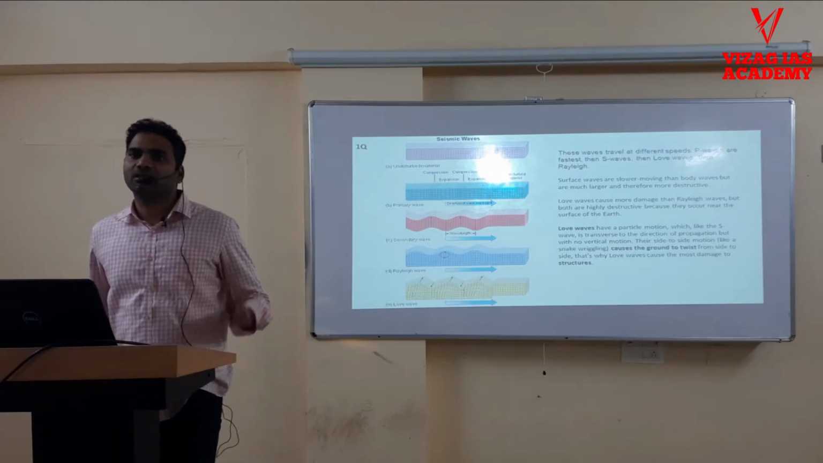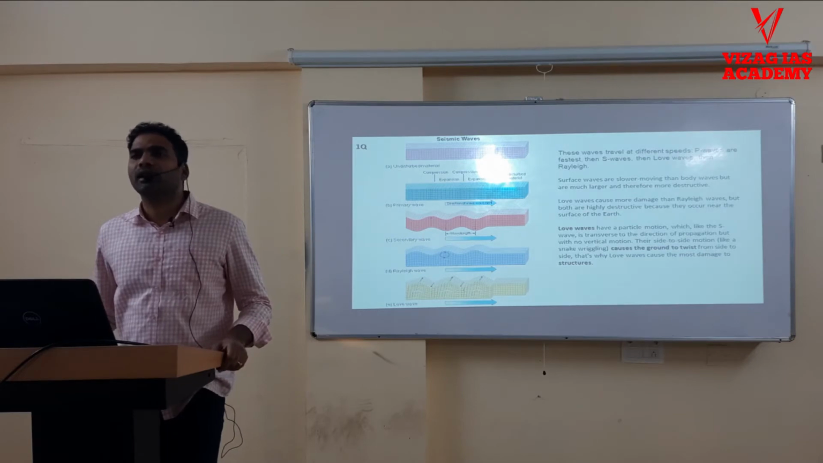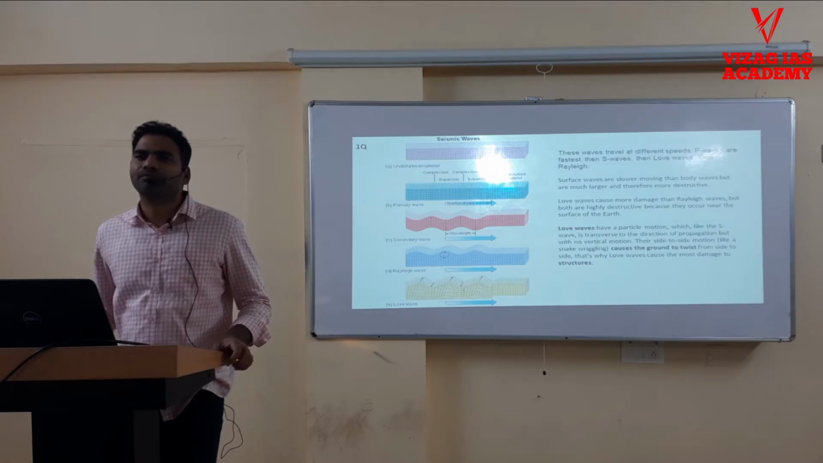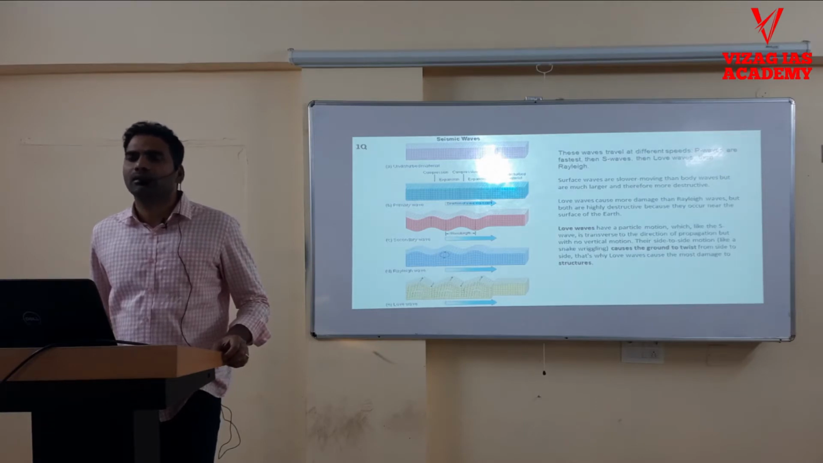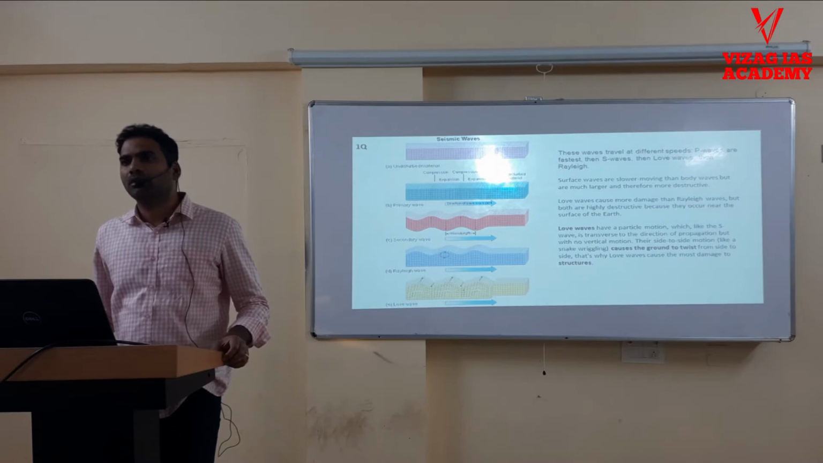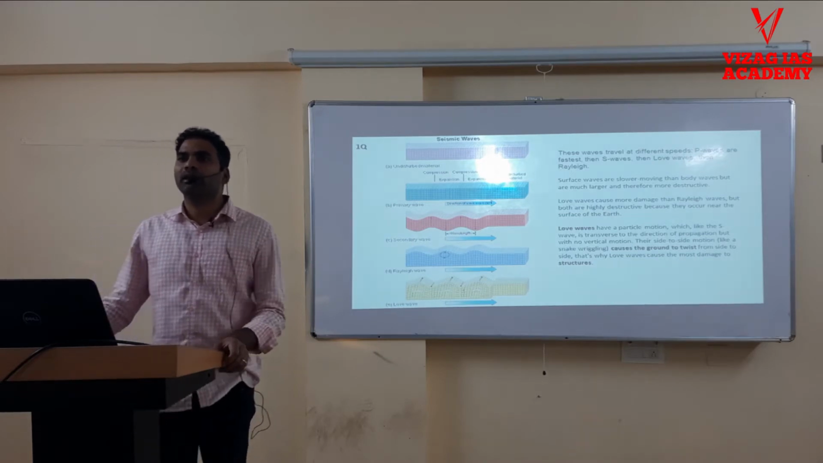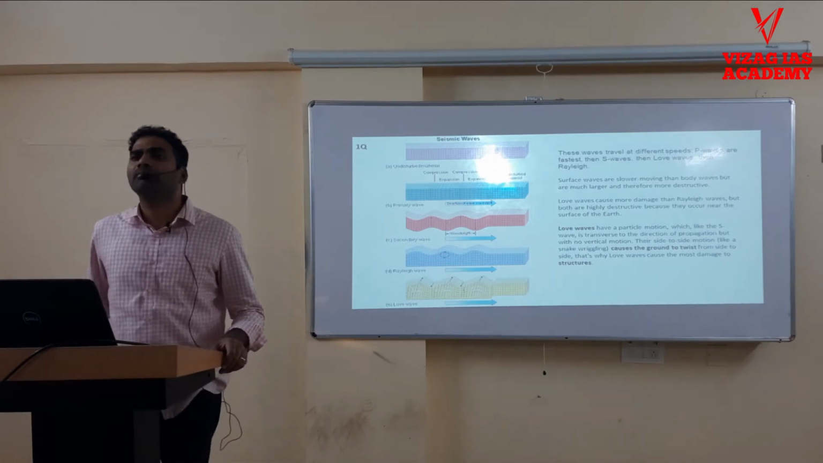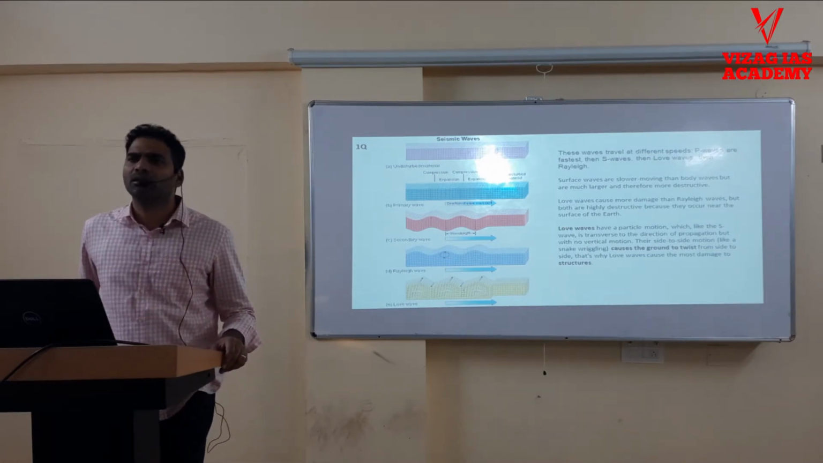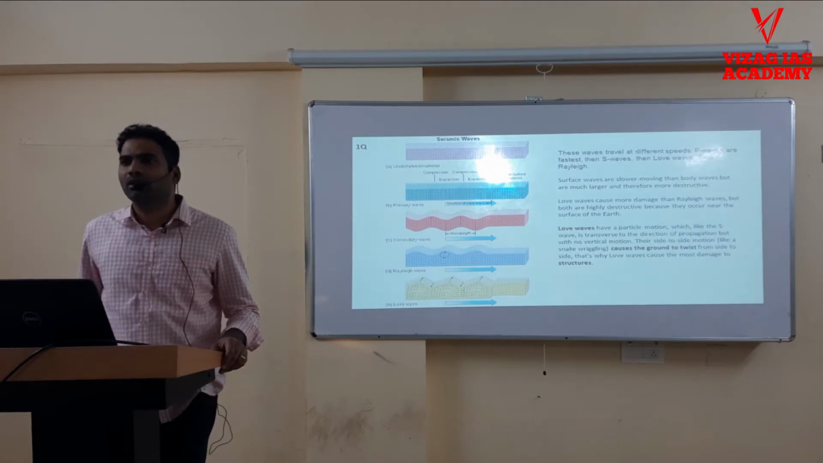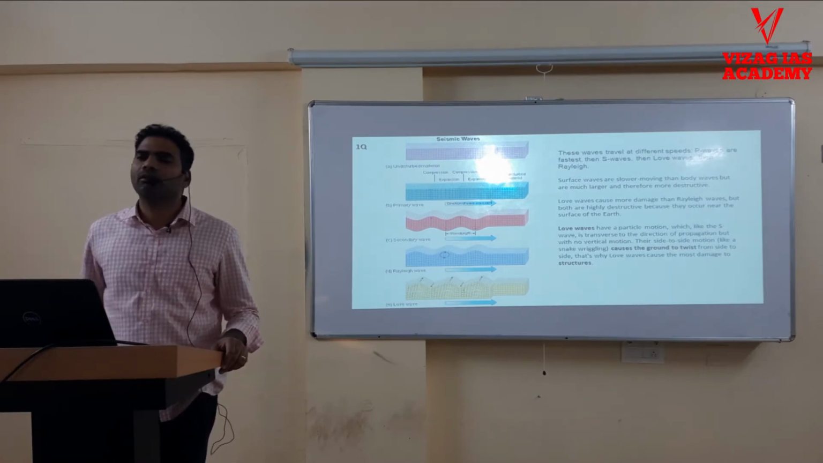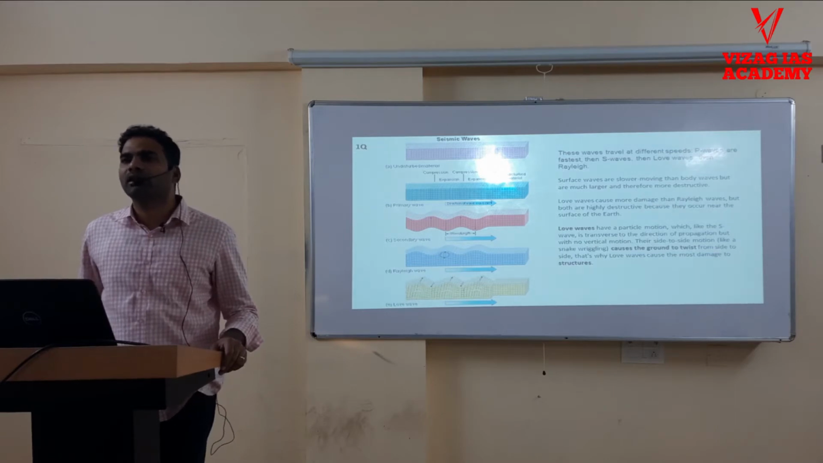The main distinction is there are two types of waves: surface and body waves. Within body waves, how many waves are there? P and S. So what is the basic difference between P and S? P can propagate in any medium. It is longitudinal, so it's a compressional wave, and it can pass through any medium. The other one is transverse motion.